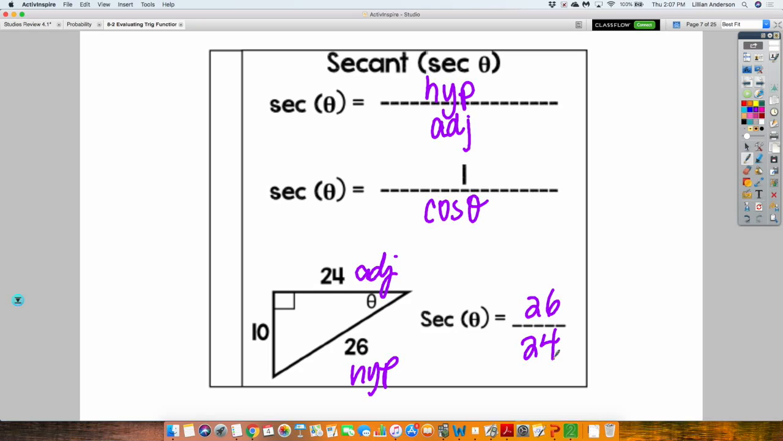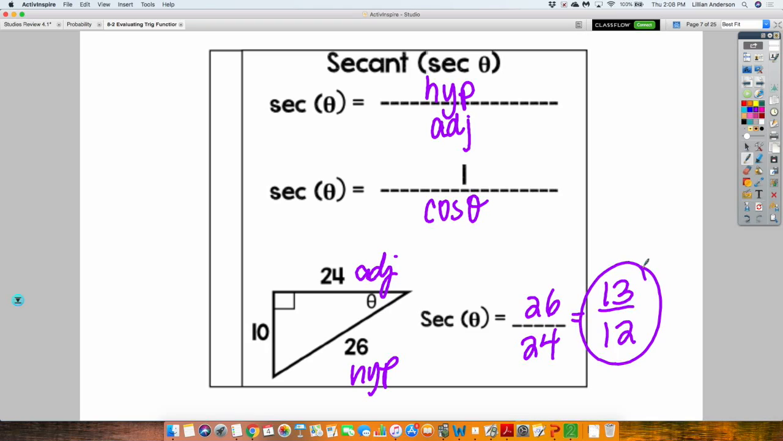reduces. If it can reduce, you want to make sure you reduce. What number goes into 26 that also goes into 24? So that becomes what? 13 over 12. So the secant of theta would be 13 over 12. Am I going too fast? So secant goes with cosine.